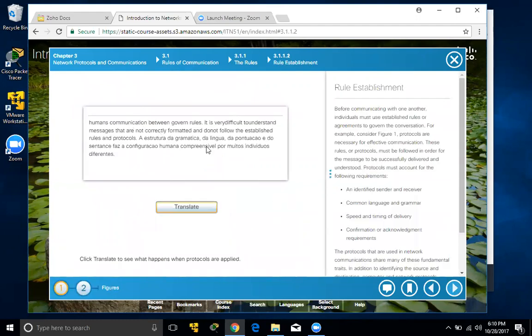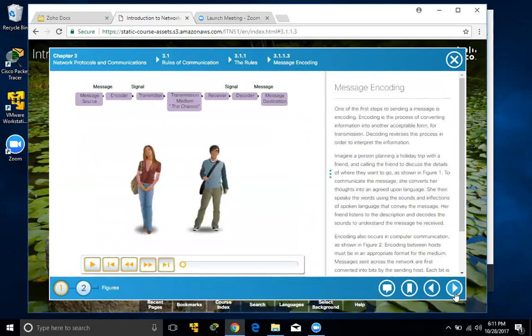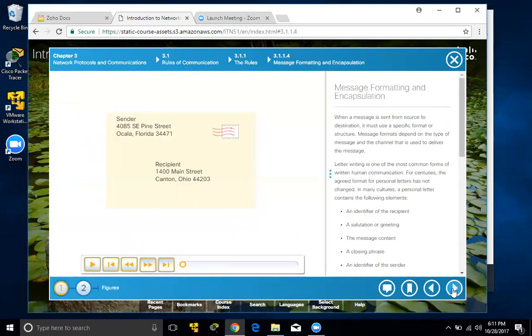And so we've got some stuff where they haven't followed the rules. It looks like some Spanish or Portuguese or something, and some bad grammar and so forth. You translate it and they have it corrected. It makes it important: you need rules, you need standards to make communication work. Then there's message encoding. They'll talk about that some. Again, just building the concepts for communications so that we can understand the parallel ideas on the network side of things. Formatting and encapsulation.